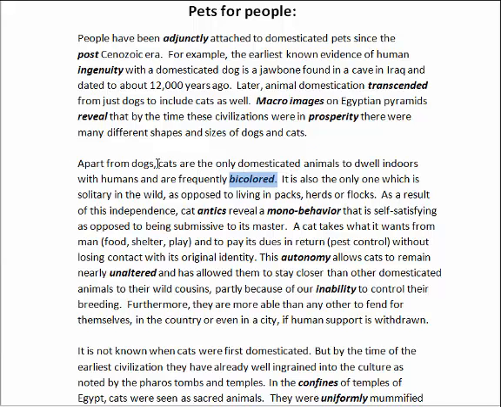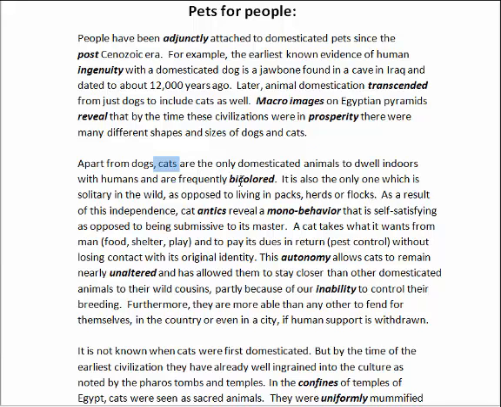Apart from dogs, the main subject here is cats. They're the only domesticated animals that dwell indoors and are bicolored. So what do you know about a cat that lives indoors? Probably tabby, tan and white or whatever you would call that. Then we'd read the next sentence. It's also one that is solitary in the wild as opposed to living in packs and herds.